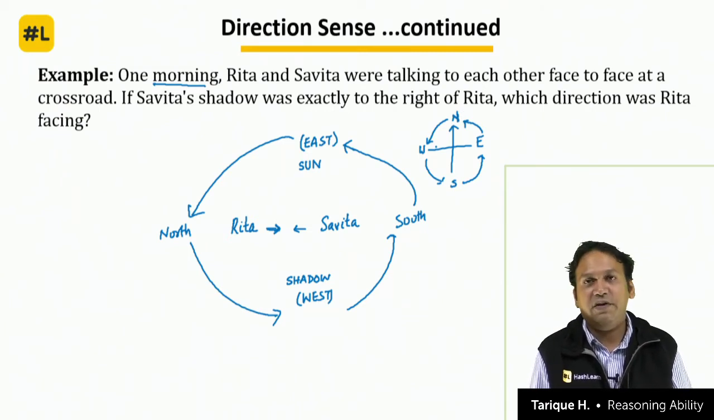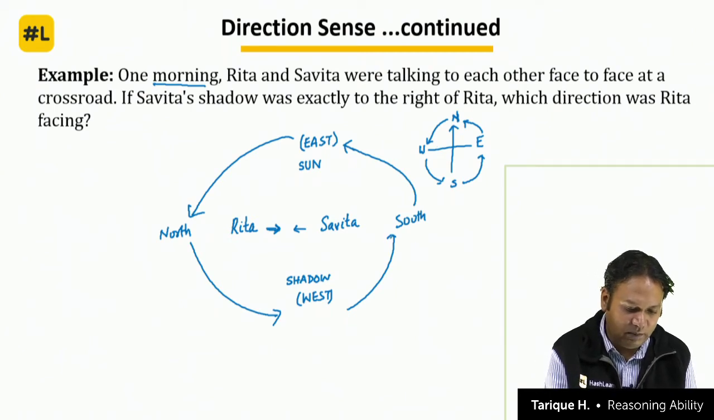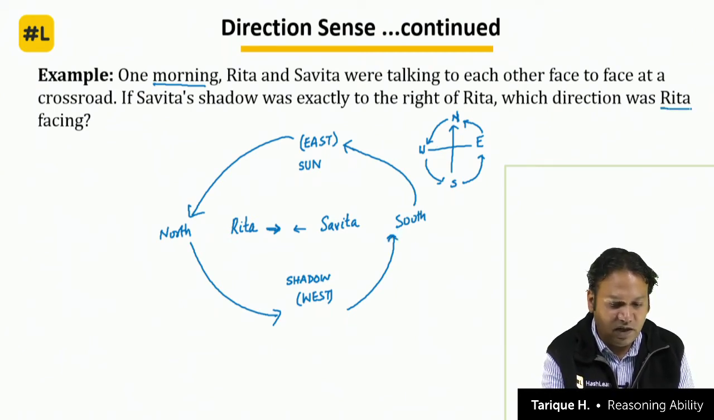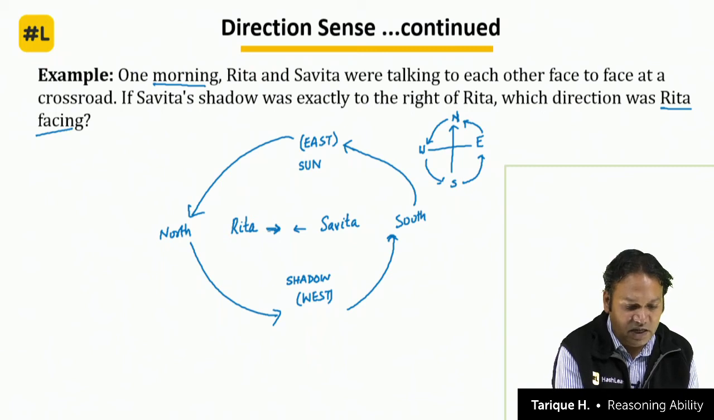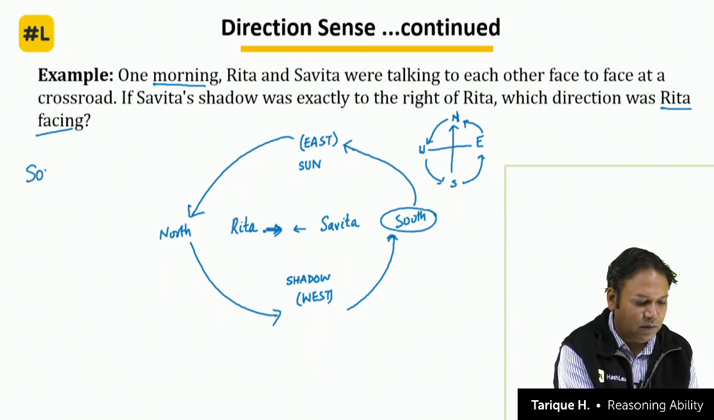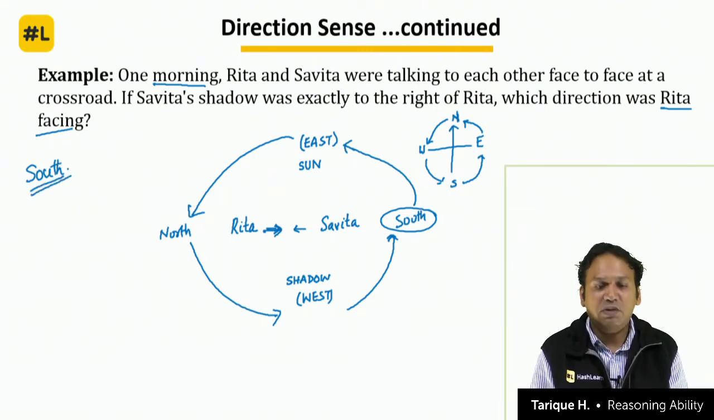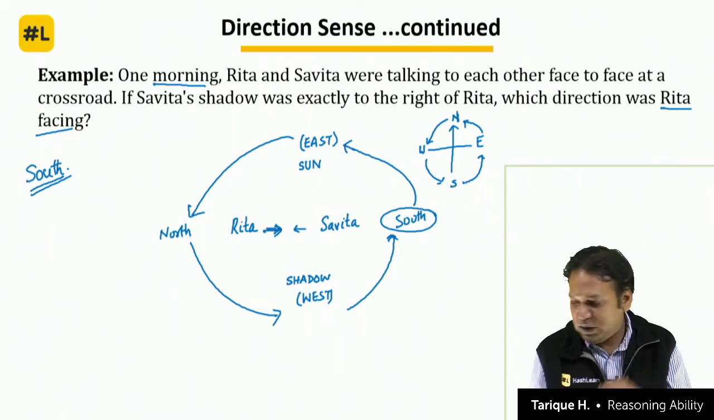Also we can remember that if east is towards your left, then you are facing south, and if east is towards your right, you are facing north. That basic GK also you can keep in mind. So which direction was Rita facing, not Savita? Which direction was Rita facing? Rita was facing south direction. So the answer will be south. The answer for this question is south. So this is one typical question from light source and shadow, which is very easy to understand and solve in the examination if you understand these simple concepts.